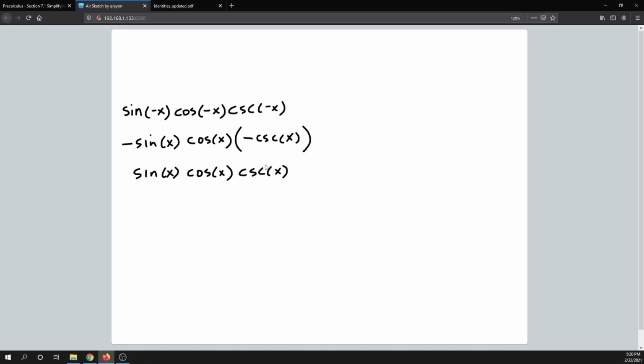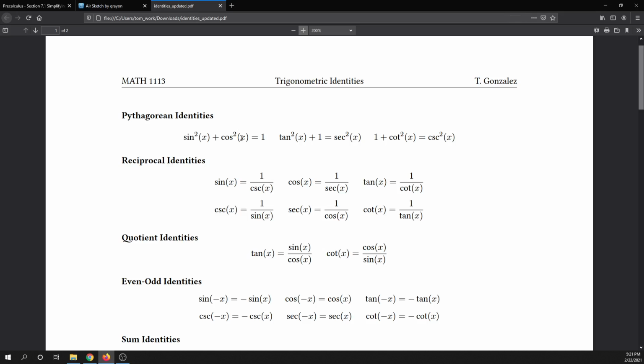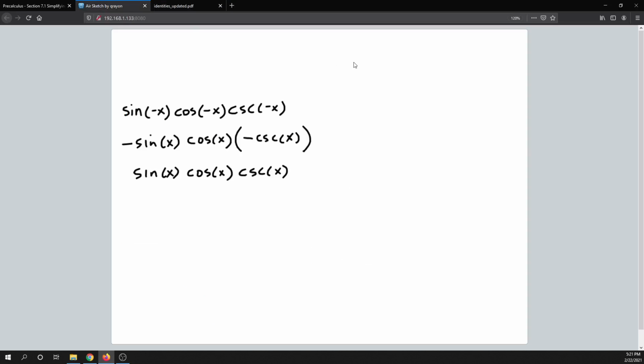Next up, again, I can try to simplify this a little bit further. Sine by itself is about as simple as it gets, and cosine, I'm not really going to be able to simplify that anymore. But cosecant of x, if you look at the reciprocal identity for cosecant of x, that's 1 over sine x. And so I can use that to make this simpler. So I'd have sine x times cosine x times 1 over sine x, like so.